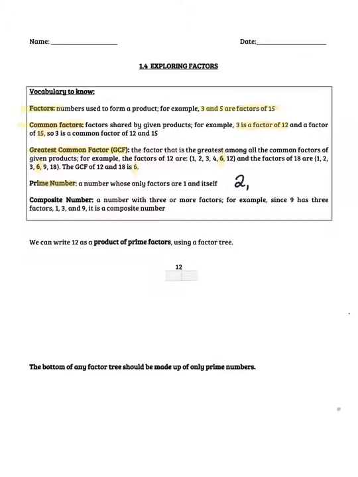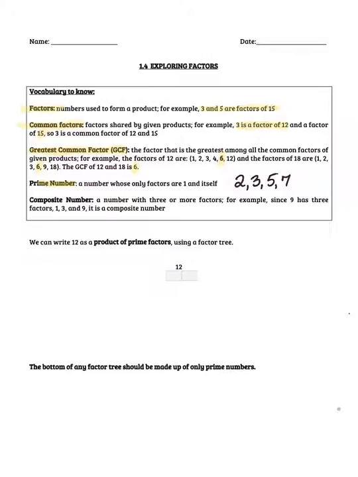The next prime number after that would be 3, because 3 only has 1 and itself as factors. The next prime number after that would be 5, because again, it only has 1 and 5 as factors. The next one would be 7. Those would be your prime numbers that are less than 10 as an example.